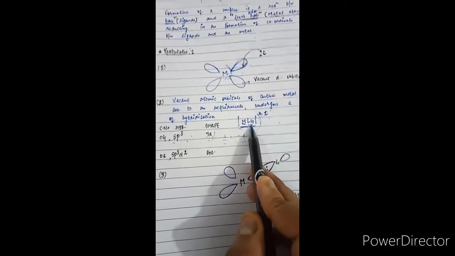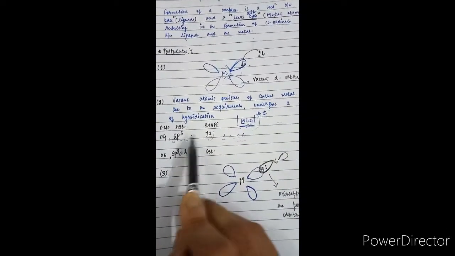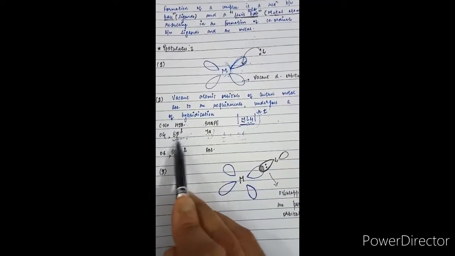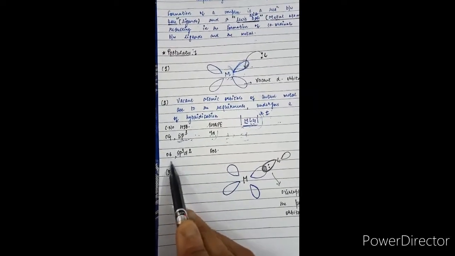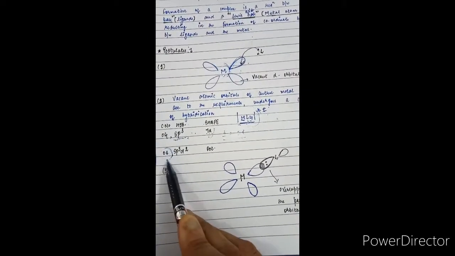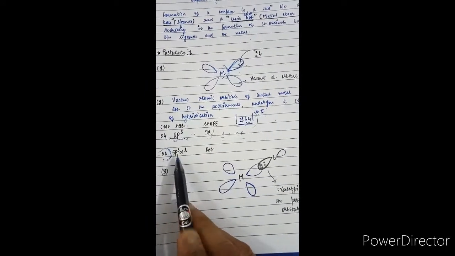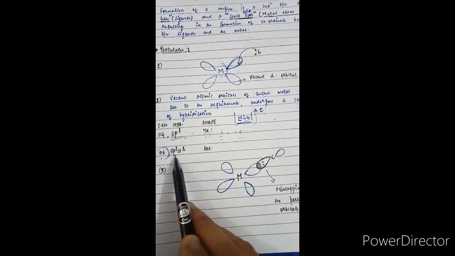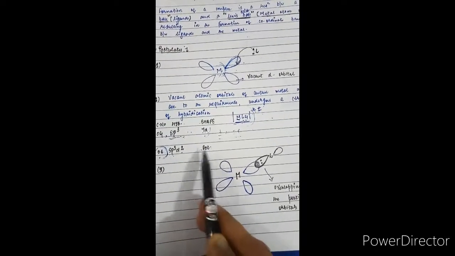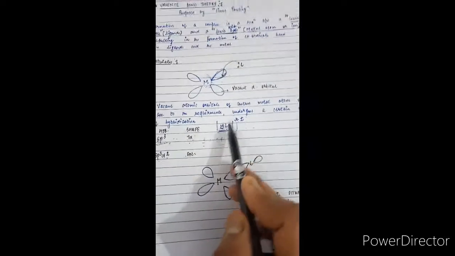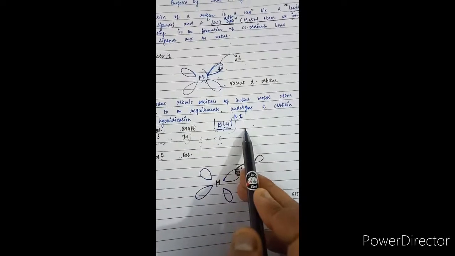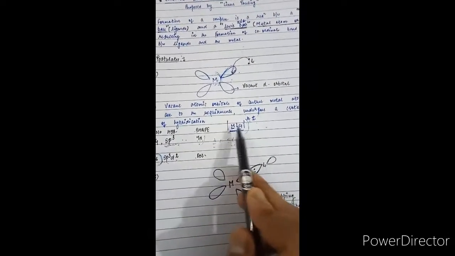For example, in the case of 4 ligands, the central metal atom undergoes sp3 hybridization. And if six ligands are approaching, it means the coordination number is 6. So the hybridization will be sp3d2 and the shape will be octahedral. So according to the requirement, it will decide which type of hybridization it can show.